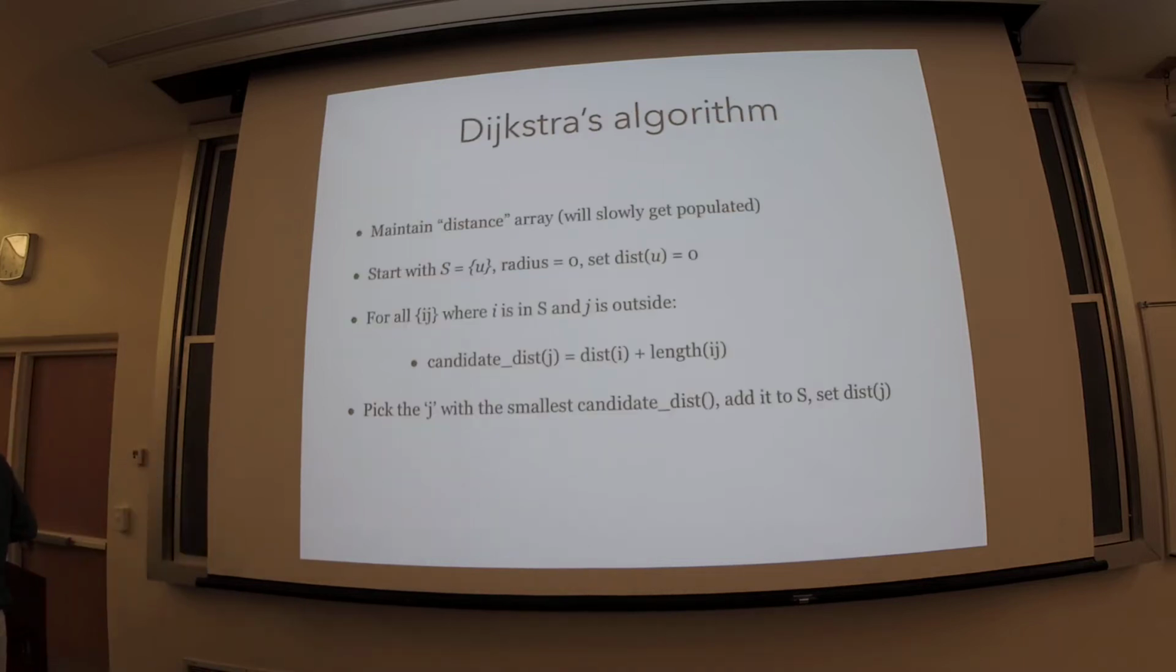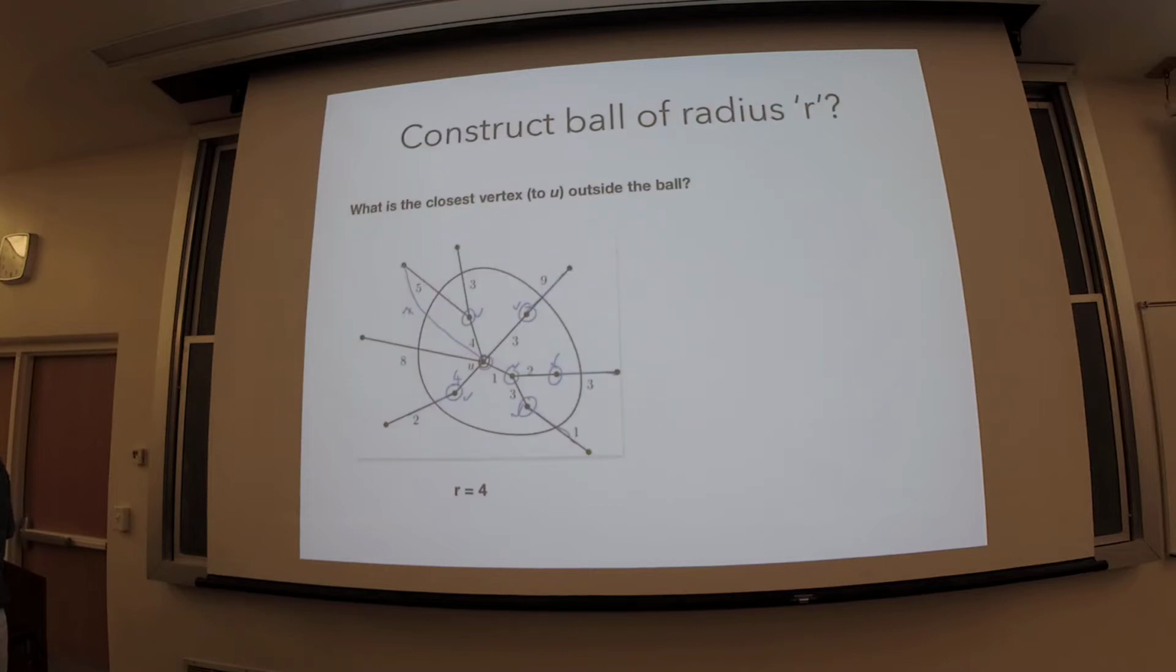I have the algorithm on the next slide, but maybe I'll write it here. All edges going out from S. This just means one endpoint inside S and one endpoint outside. Let's call that the edge set. Now you have that, so let's look at some edge in that set.